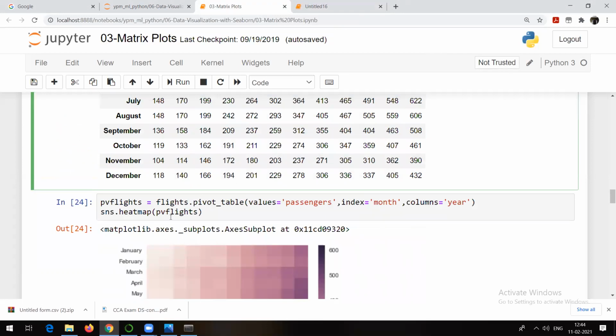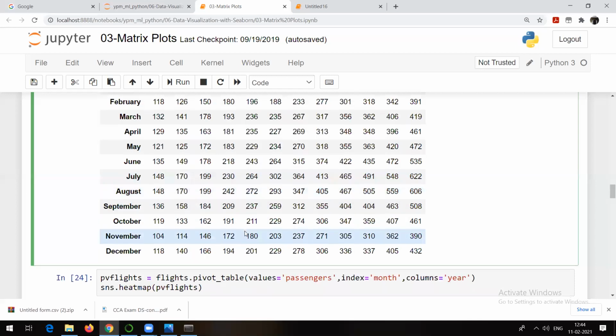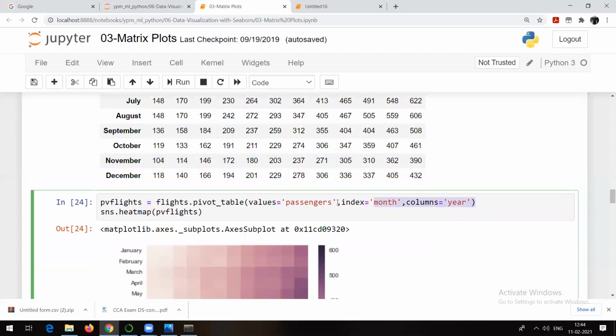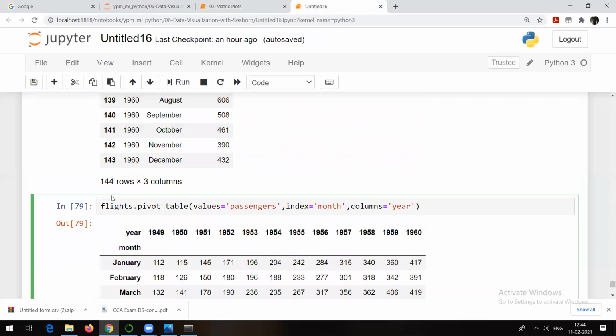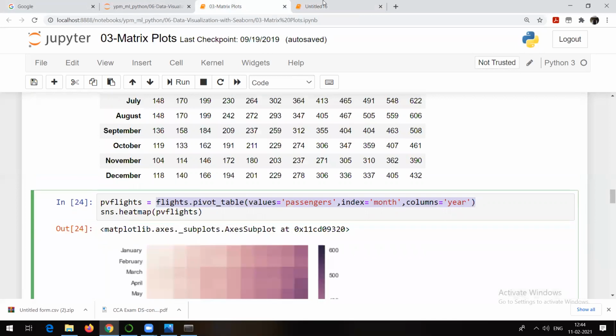Now, for this type of data, the next thing we are going to do is plot a heat map. This command we already ran, so I'm just assigning that to a variable called PV flights, whatever name you want to give. Then we pass it as input to the heat map. This is the same thing. So you'll be able to see something like this.